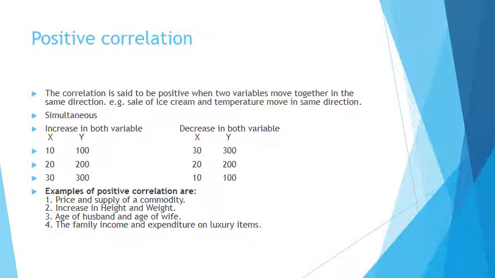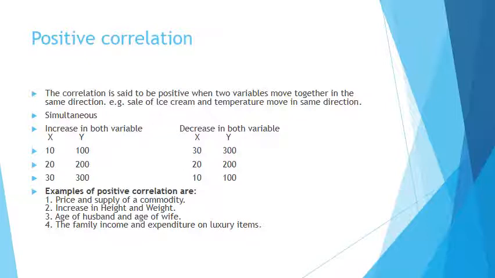Now, let us try to understand it through table. In the first part of table, there is simultaneous increase in both variables. Here, value of x increases from 10 to 20, 20 to 30. The value of y also increases from 100 to 200, 200 to 300. In second part of table, when value of x decreases, the value of y also decreases. That is, x decreases from 30 to 20, 20 to 10. The value of y also decreases from 300 to 200, 200 to 100.